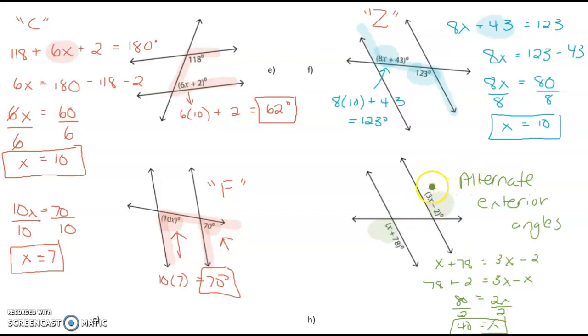And now I can fill this in. So I was trying to keep this all in one video, so I just filled it in. So this angle, 3 times 40 minus 2 gives us 118. And the bottom one here is 40 plus 78 gives us 118. And you're done.